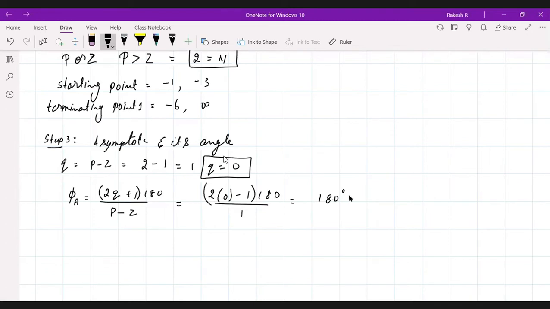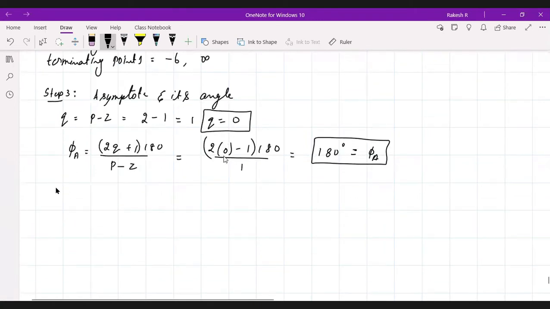We got the asymptote angle, that is phi a is 180 degrees only. Only one asymptote angle we have, that is 180 degrees here. That means now the roots will be there only on the real axis here. 180 degrees means it will be on the real axis here. This is where it will be terminating here. Now next, step 4.